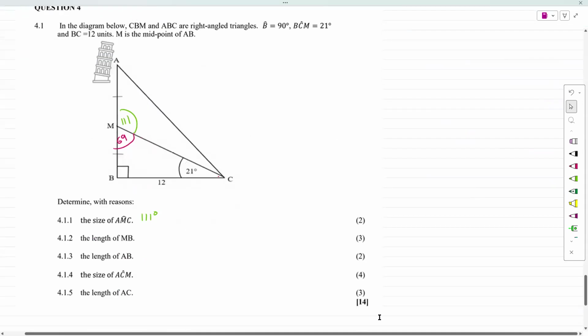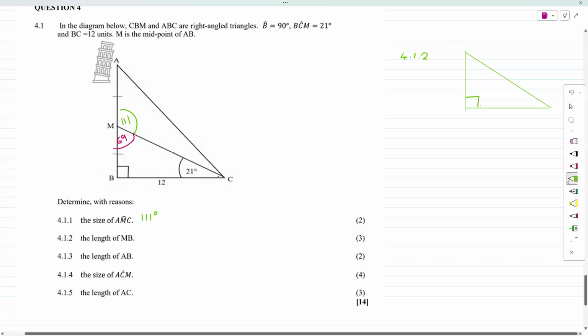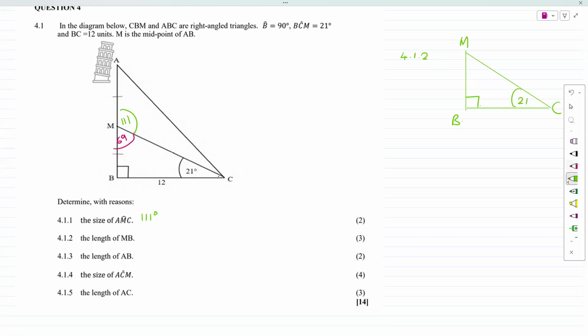They want the length of MB. Now, for 7.1.2, they want the length of MB. So the length of MB, let's go with 4. Oh, I'm doing some nonsense. I'm sorry. That's M, that's B, and that's C. That's 21. That's 12. That's opposite, hypotenuse, and adjacent.